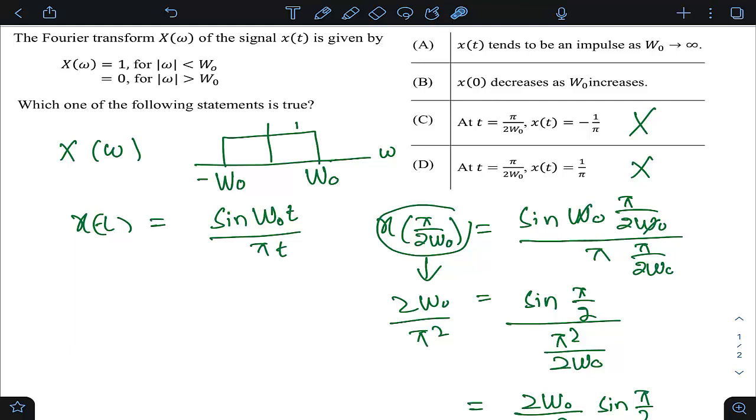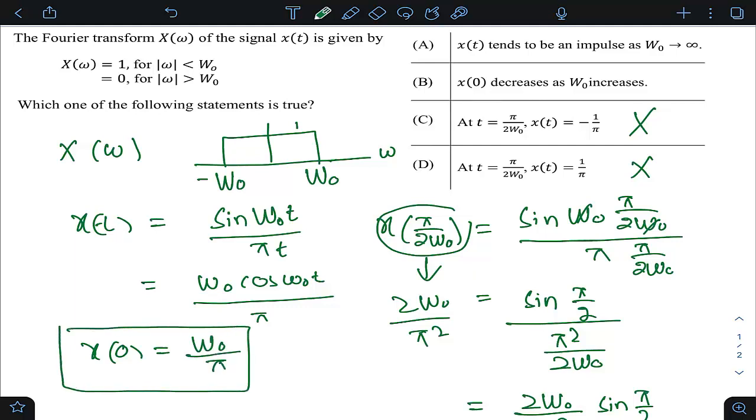Now what about option B? X naught decreases as w naught increases. What is the x naught value? If you substitute t equal to 0, x of 0 is coming as 0 by 0 form. So using L'Hospital rule, you differentiate the numerator and denominator, then substitute t equal to 0. If you differentiate the numerator, you get omega naught cos omega naught t, and if you differentiate the denominator, you get simply pi. Now you substitute t equal to 0. Cos 0 is 1, so you get w naught by pi. So x of 0 is coming as w naught by pi.